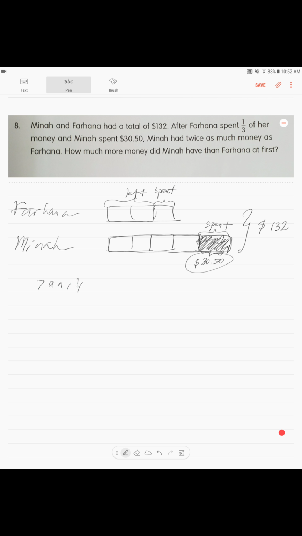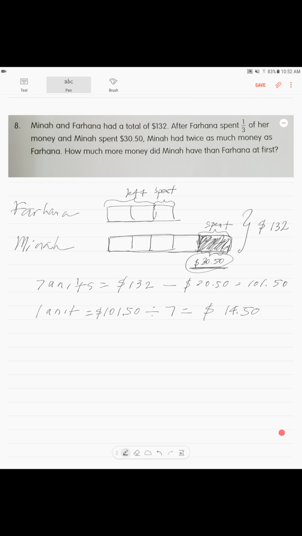Our 7 units clearly is the total amount of money, 132, minus this difference, $30.50, which is 101.50, right? So if 7 units is this, 1 unit is $101.50 divided by 7, which is $14.50.